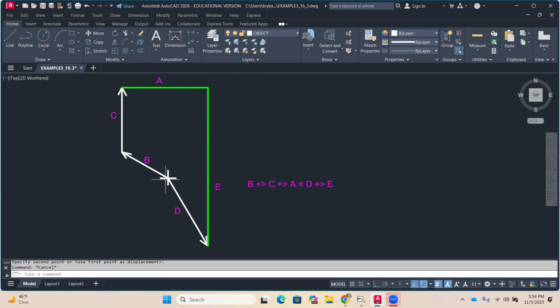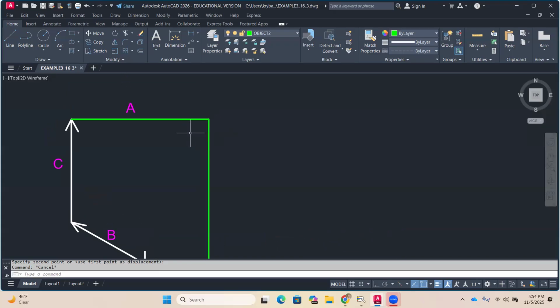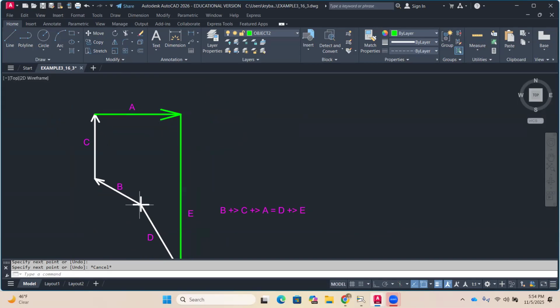We have on the left-hand side, B plus C, tip to tail. And now we're going to add A. So that means that the tail of A is going to be at the tip of C. And that means that the tip of A is then going to be pointing to the right. So we are going to put the tip of A here and here. So it's B plus C plus A. Okay. We'll do the dimension in just a bit.